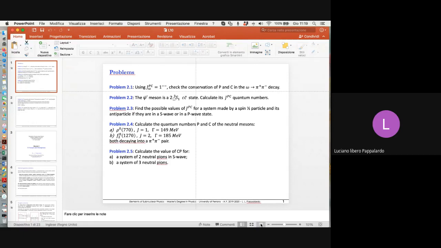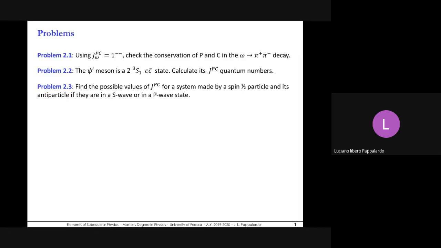Let's go to 3. So find the possible values of J P C for a system made by a spin 1/2 particle and its antiparticle if they are in an S wave or in a P wave state.